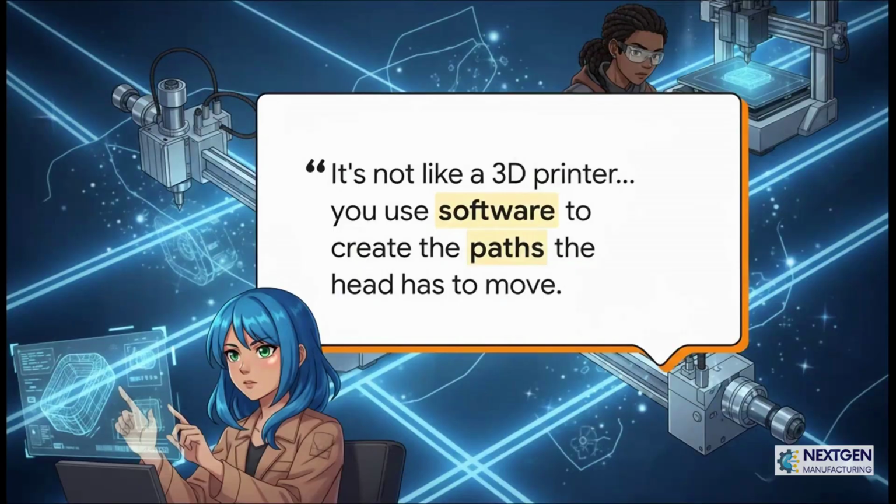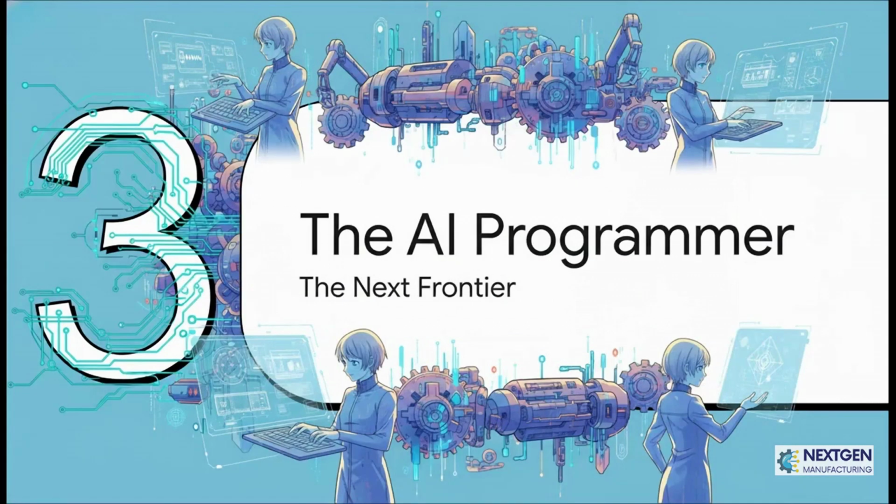The folks over at the Make YouTube channel have a great way of putting it. It's not quite like a 3D printer where the slicer software figures everything out for you. With CNC machining, you're still the strategist. You have to use the CAM software to lay out the game plan, to define the exact path the tool will take. Then, the software just handles the boring, tedious part of writing all the actual code. So there you have it.